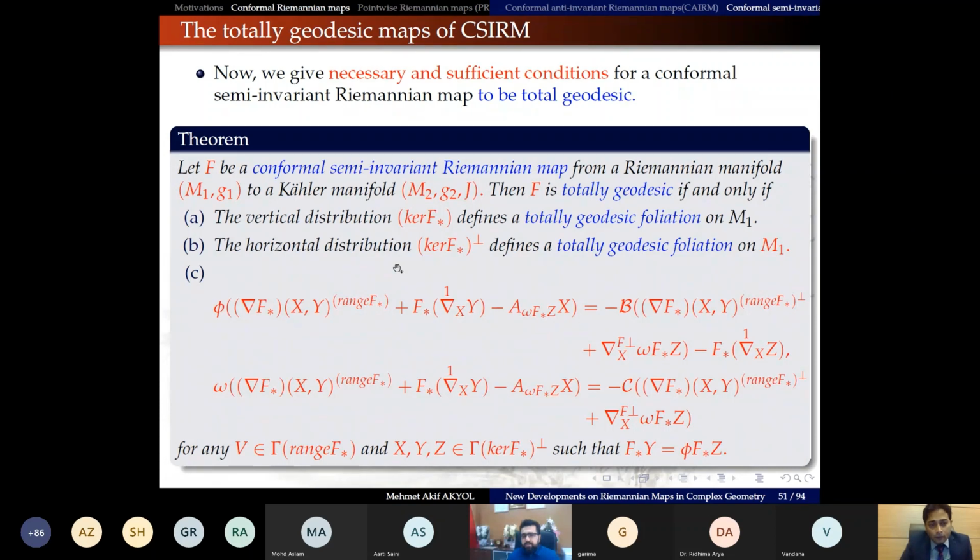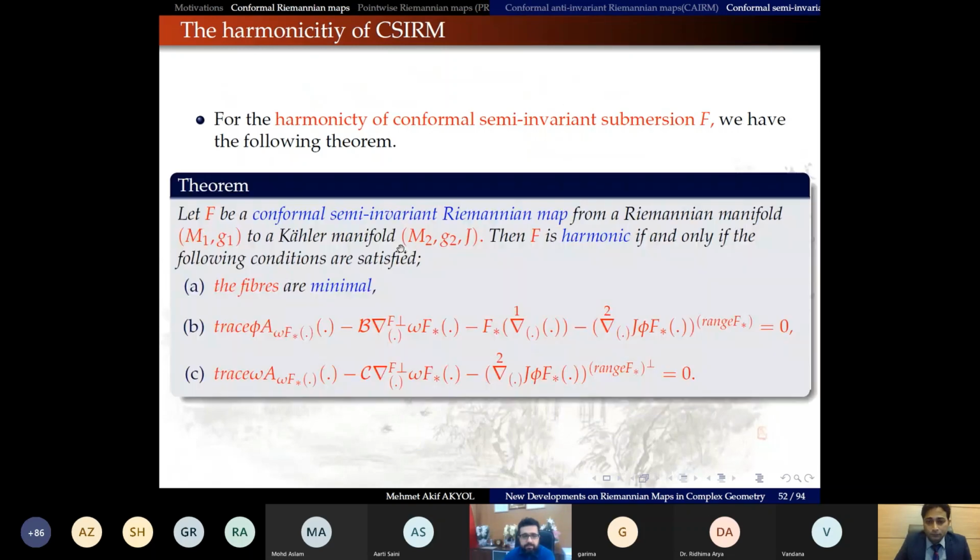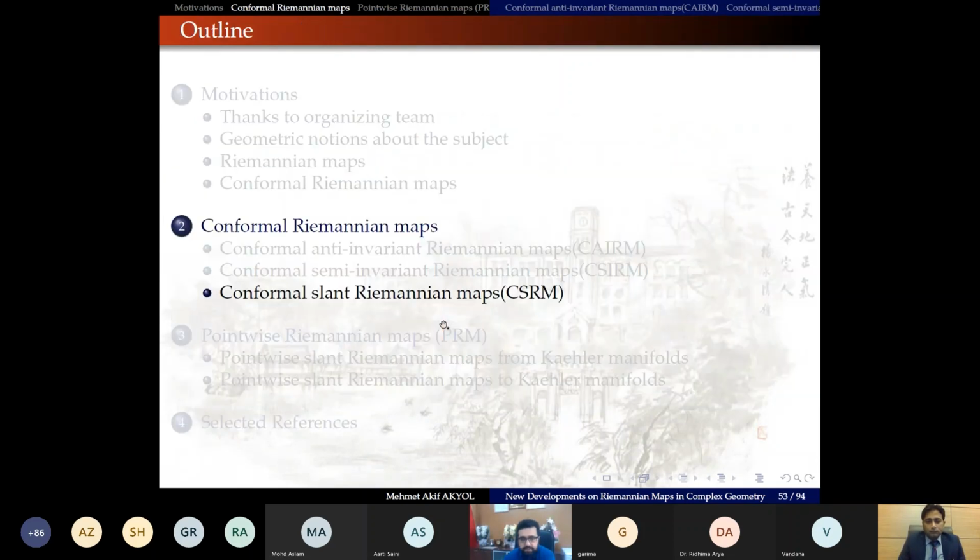Also, we have some different theorems for the totally geodesic foliation on M. For the harmonicity of the map, we have three conditions. The fibers are minimal, and B and C. I'm passing over these sections because they are in conformal anti-invariant, conformal semi-invariant, conformal slant.